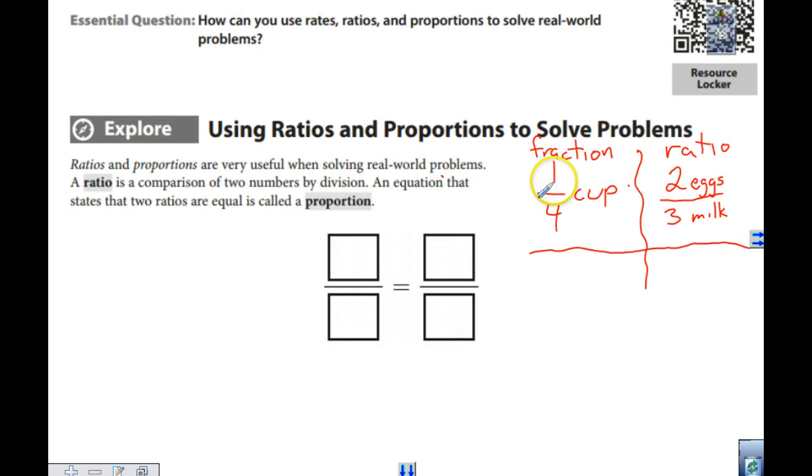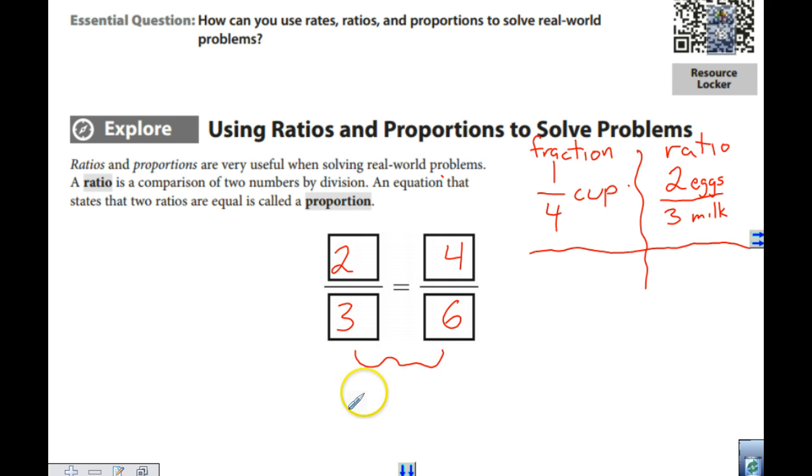Alright. Now, what is a proportion? That's just when you have 2 ratios that are equal to each other. So for proportion, I actually said one earlier: 2 eggs, 3 cups of milk. So if you want to double it, make it twice as big for twice as many people, it would be 4 eggs for 6 cups of milk.